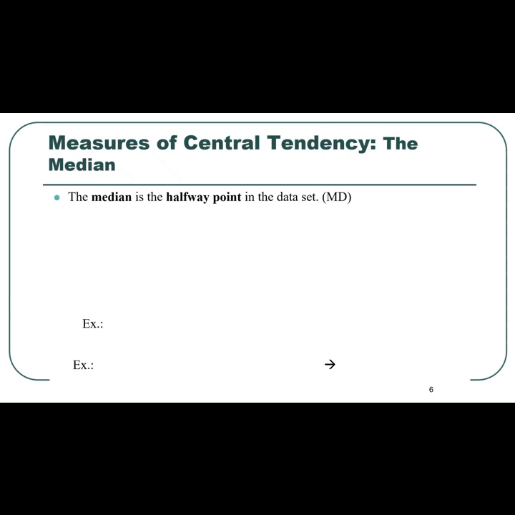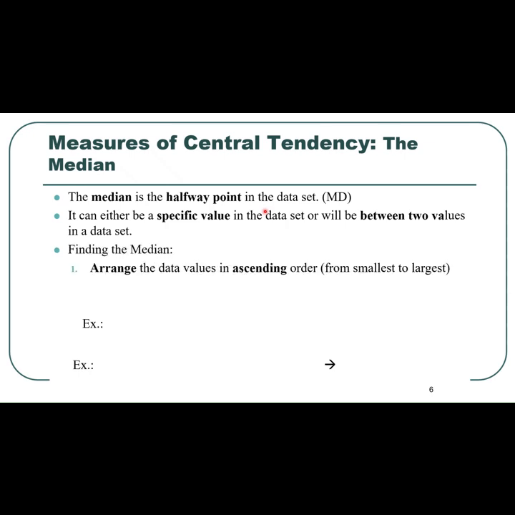The second measure is the median, and the median by definition is actually the value in the middle of my data set, and we're gonna use M to represent it. So median is the halfway point in my data set. How to calculate it? We need to arrange my data from smallest to largest in an ascending order, and after that we need to decide whether my sample size or my population size, depends on your data set itself, is odd or even.